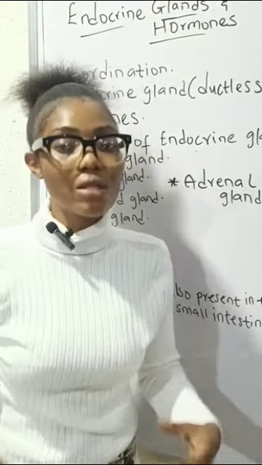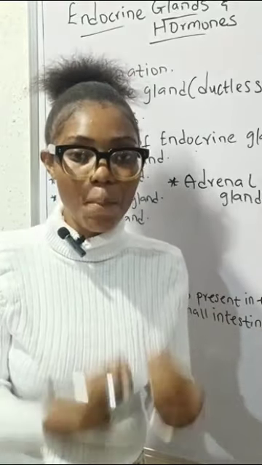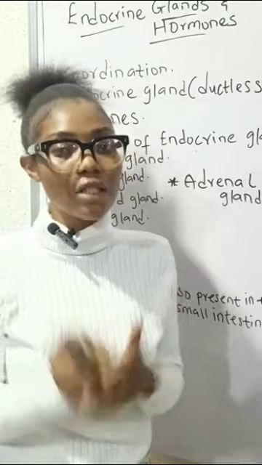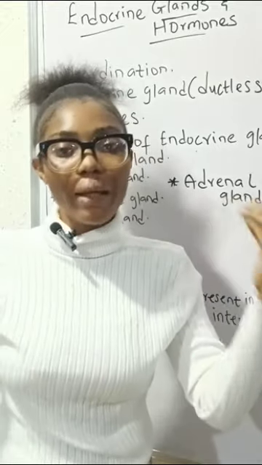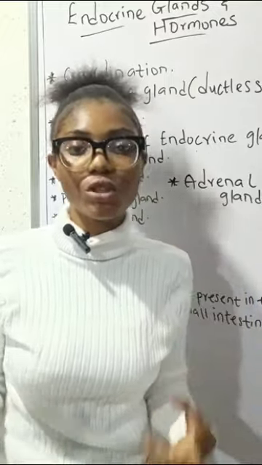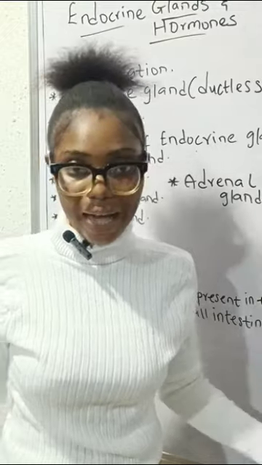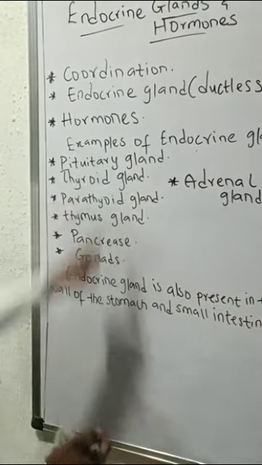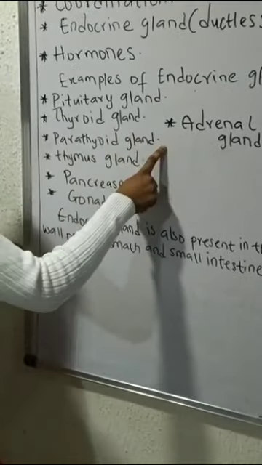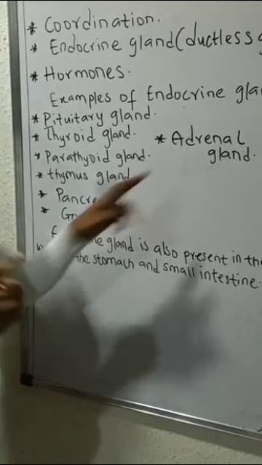So basically, hormones are chemical substances that are secreted by the endocrine gland, and they perform certain functions in their target organs. These hormones help to control the metabolic activities of the human body, and they also coordinate proper functioning of the human body. In biology, we have a lot of endocrine glands. Like you can see on the board, I listed them. We have the pituitary gland, the thyroid gland, the parathyroid gland, the thymus gland, the pancreas, the gonads, and the adrenal gland.